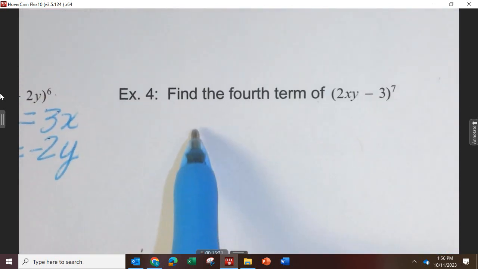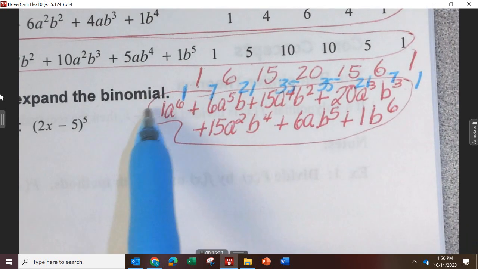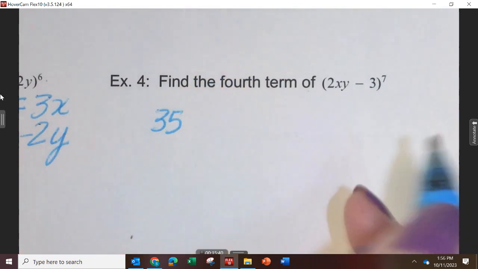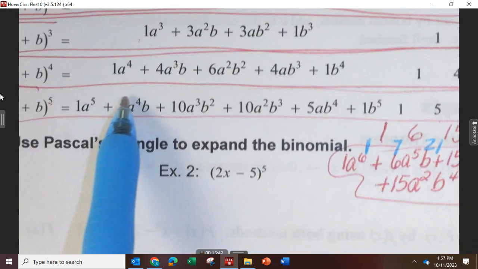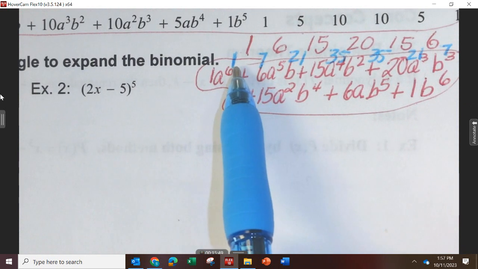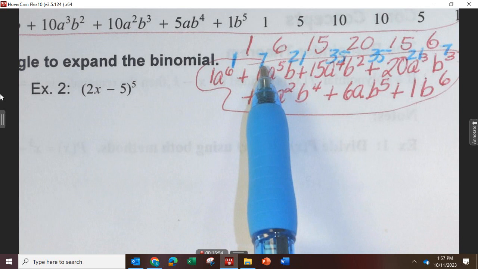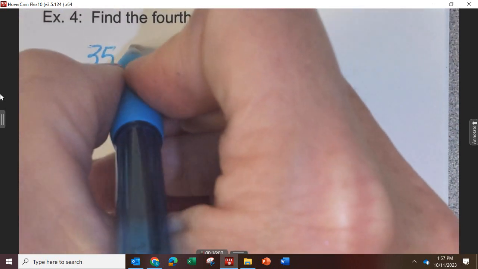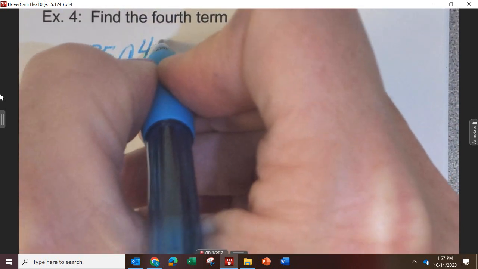So I'm supposed to find the 4th term. So what's the coefficient for the 4th term at this level? 35. So I'm going to do 35. Now we have to think about the pattern. Look at the pattern. To the 5th, it goes A to the 5th, A to the 4th, A to the 3rd, A to the 2nd. So for the 7th, how is it going to go? A to the 7th, A to the 6th, A to the what? A to the 4th. So it's going to have to be 35, A to the 4th.